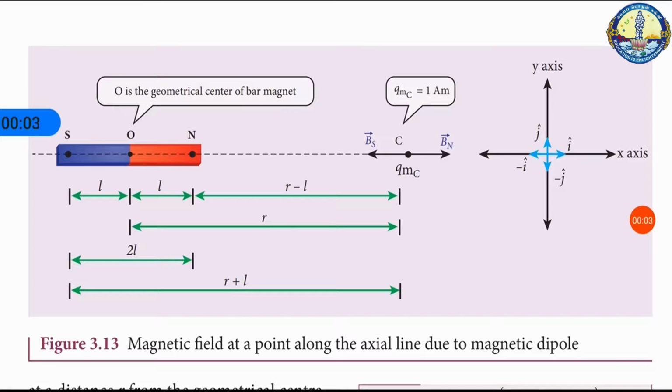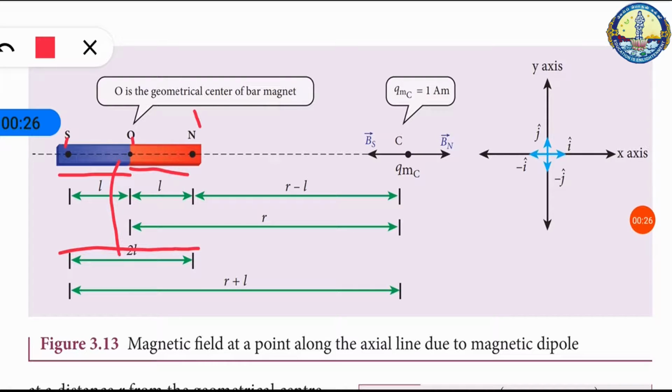Magnetic field at a point along the axial line due to a magnetic dipole. Consider a bar magnet which has north pole as N and south pole as S, and center O is the geometrical center of the bar magnet. The length from S to O is L and from O to N is L, so the length of the bar magnet is 2L.